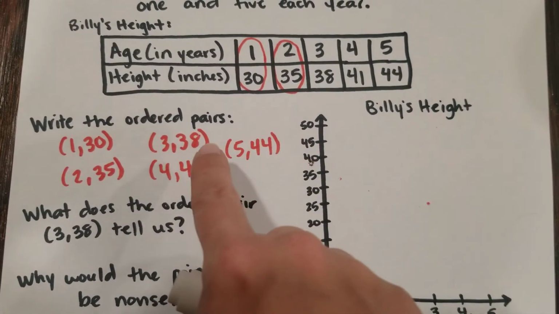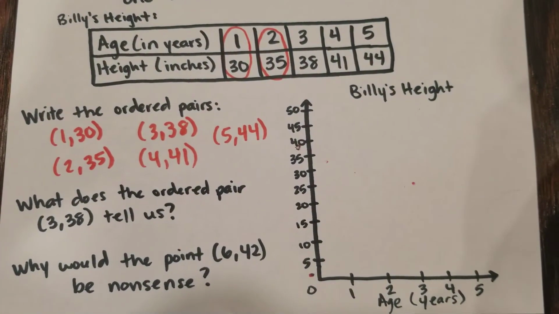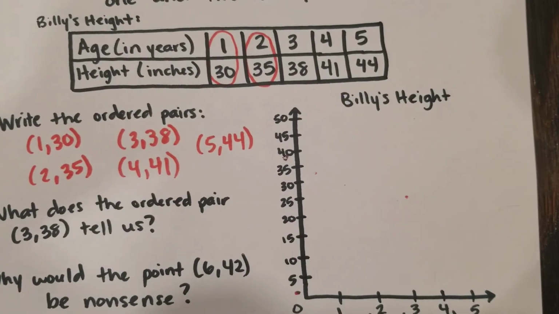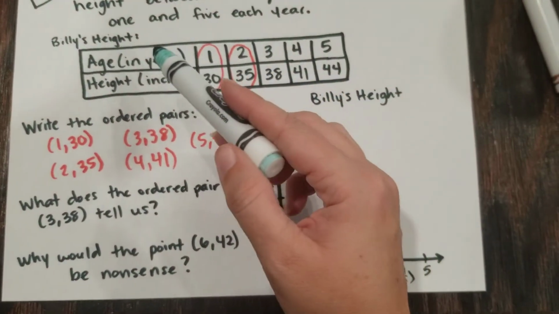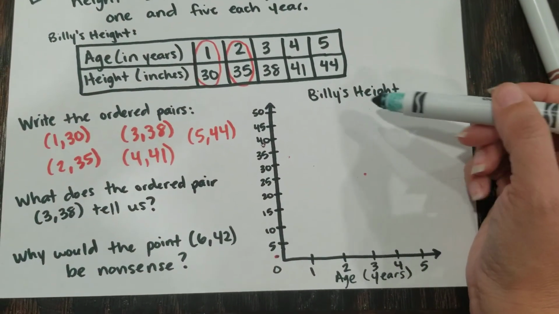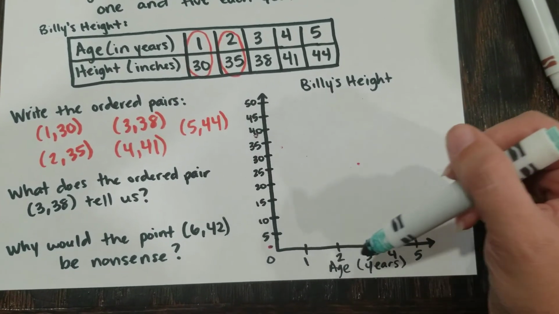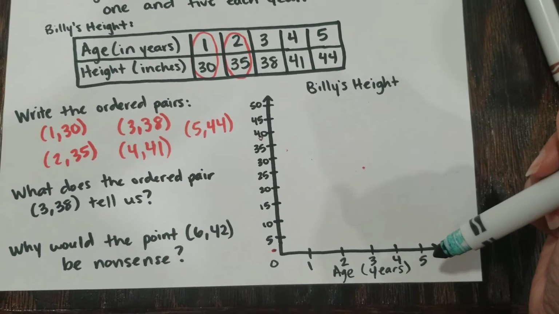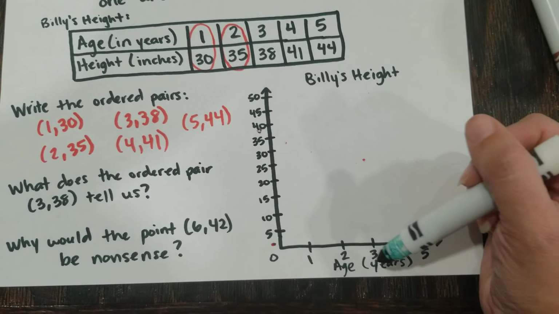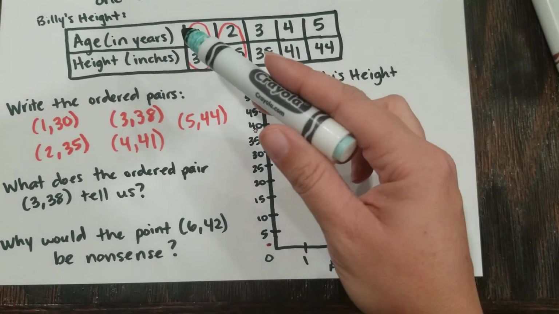Okay, the next thing we can do is graph it on a coordinate grid. I started off our coordinate grid with the number lines, and I gave it a title this time. Since I had a title on my chart, Billy's height, I'm going to call my graph Billy's height. My x-axis, remember I decided that I want the age to be the x-axis. So my x-axis down here, I'm labeling it age, years, because that's what it said up here, age in years.